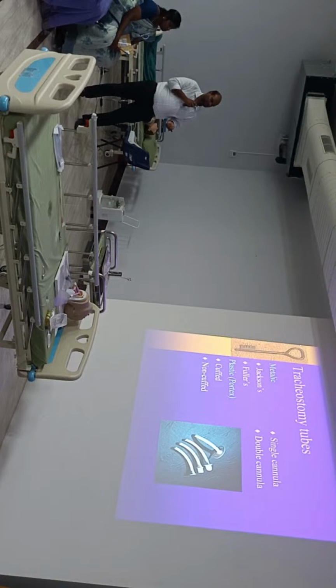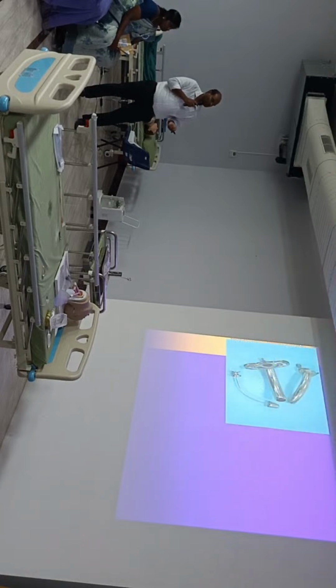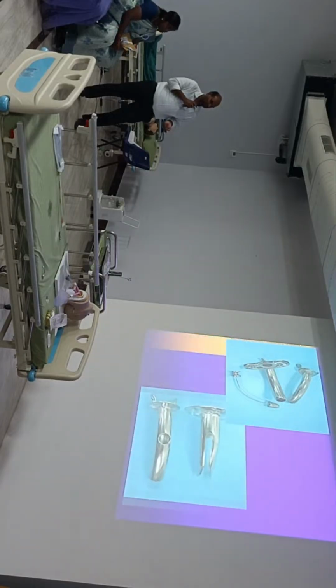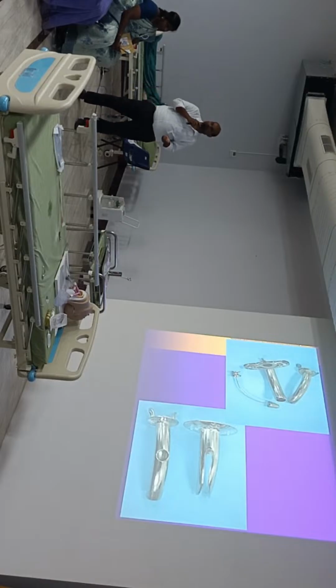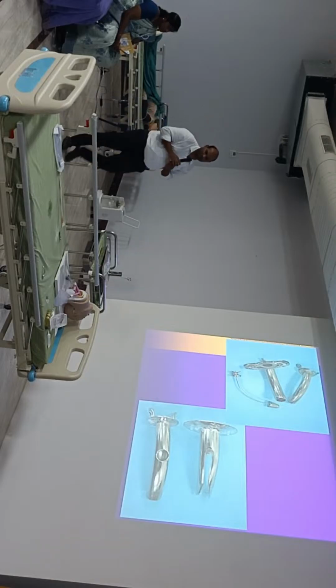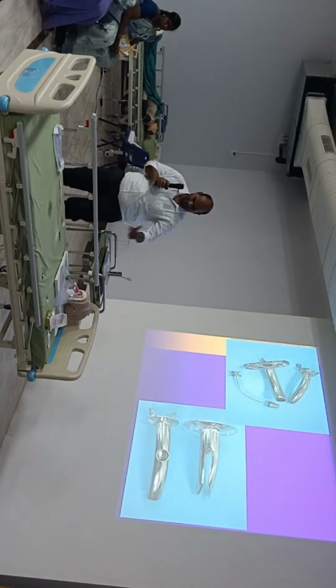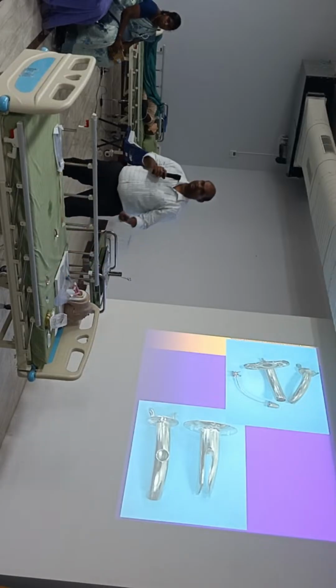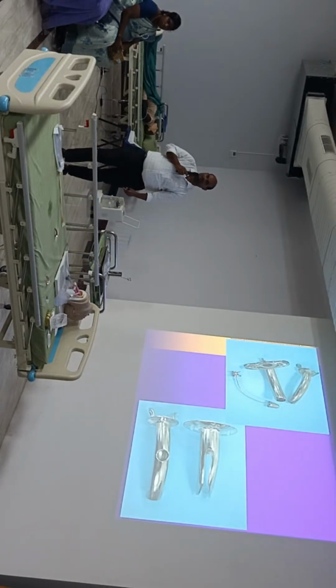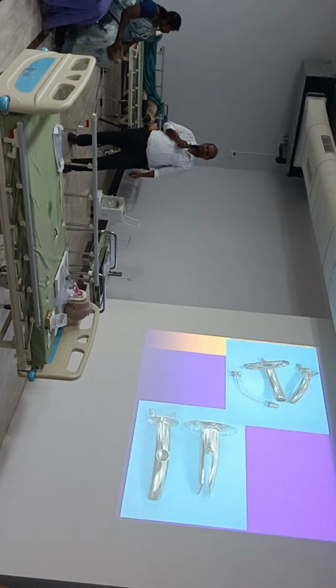So this is a plastic tube here. The first one is a Jackson's tube. The second one is a Fuller's tube. Can we have two participants, one from that side and one from this side, to take the tubes? I need two participants. I know most of you haven't seen the tubes, but at least you can see what the tubes are.